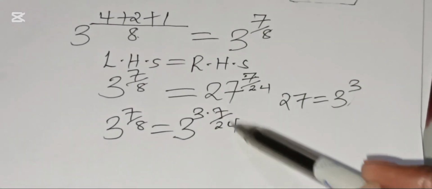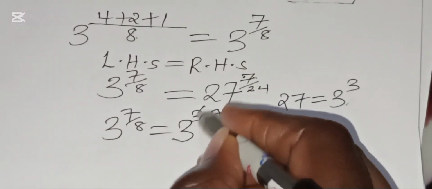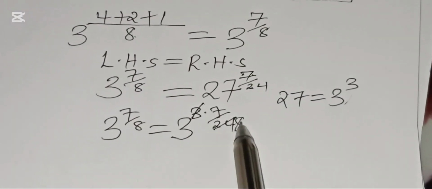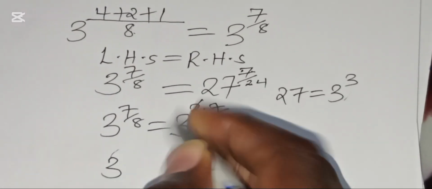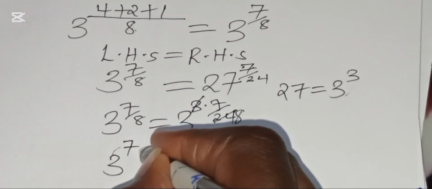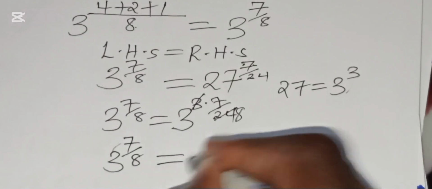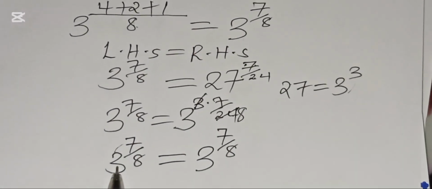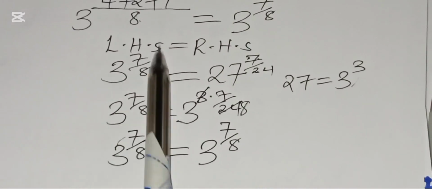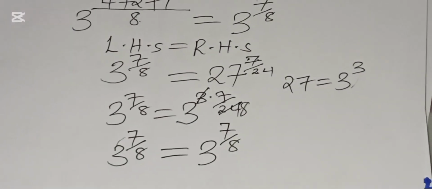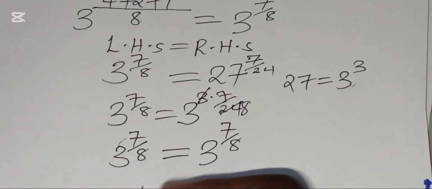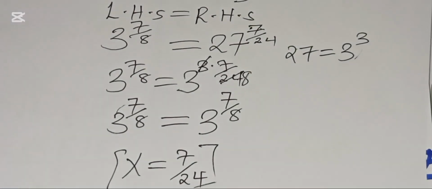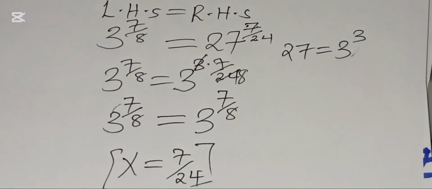Let's simplify this. If you simplify here, we'll have 3 and this is 8, because 24 divided by 3 is 8. So the left hand side is 3 raised to power 7 over 8, which is equal to 3 raised to power 7 over 8. And it is true that the left hand side is equal to the right hand side. That shows that the value of x, which is 7 over 24, satisfies the equation. And that's the solution.